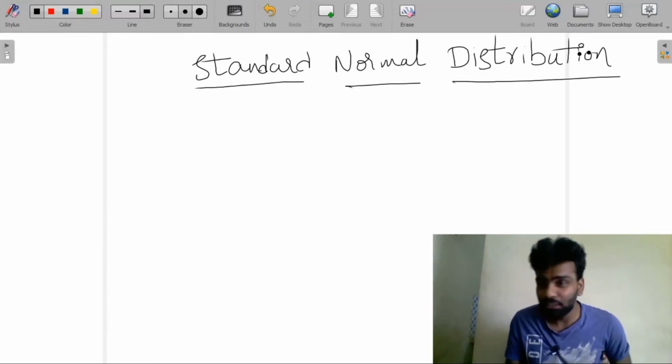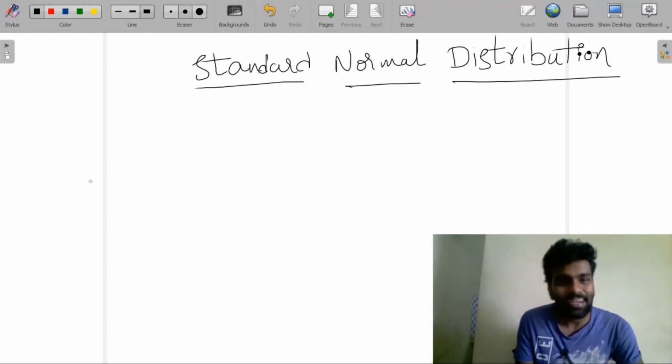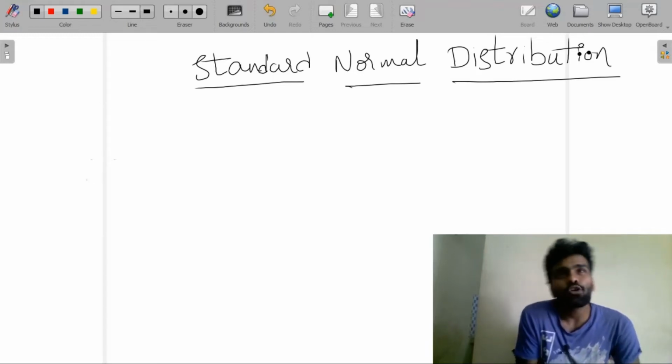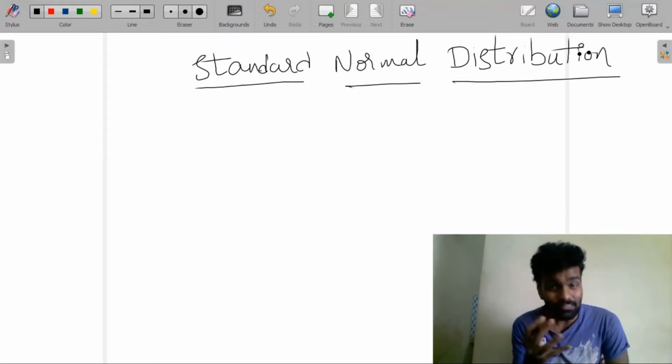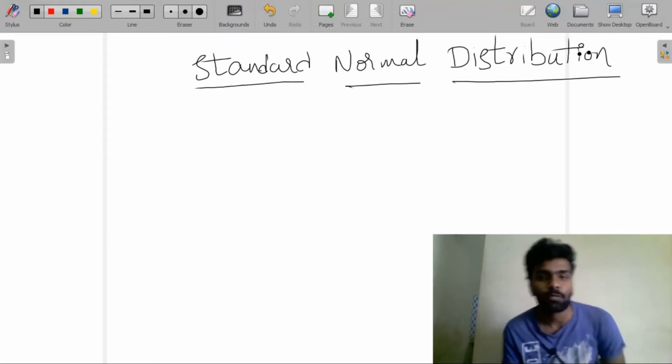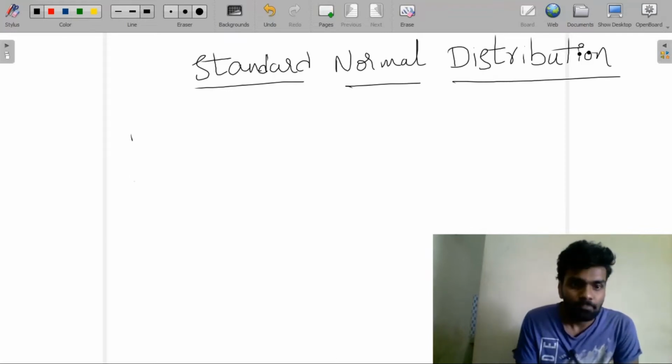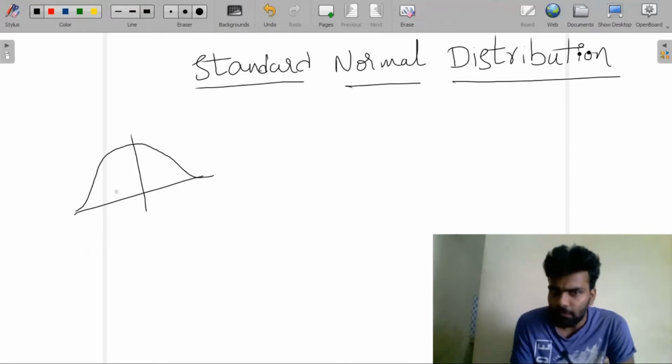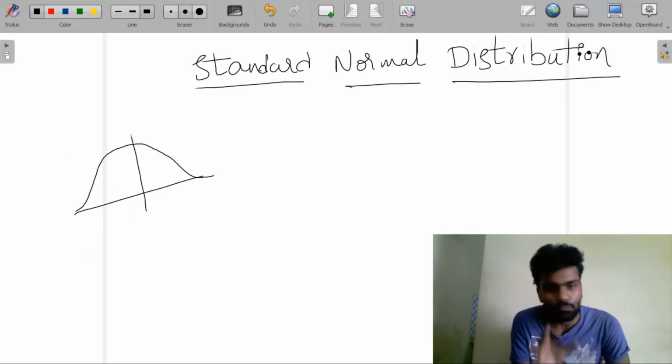So, standard normal distribution. What is the standard normal distribution? It is, in the sense, standardizing the normal distribution. For example, let's consider this as a normal distribution. We just have the bell curve, and this is how the normal distribution looks. So let's take this as the normal distribution.